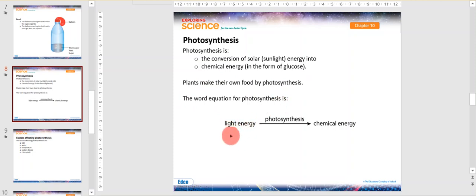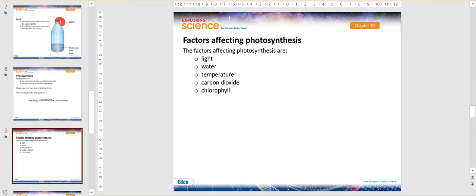So we use light energy, photosynthesis happens, and that light energy is converted into what's known as chemical energy. So you have this conversion of energy. What are some of the factors affecting photosynthesis? The factors are light, for example, the amount of light. Photosynthesis needs light in order to happen. Water. Again, that's why you water your plants. So they need light and water in order to photosynthesize, make their own food, and produce oxygen as well in the meantime.